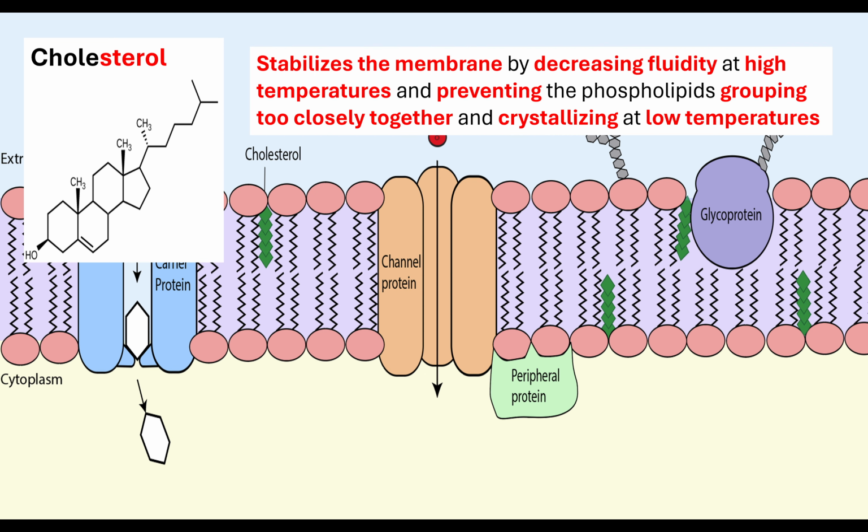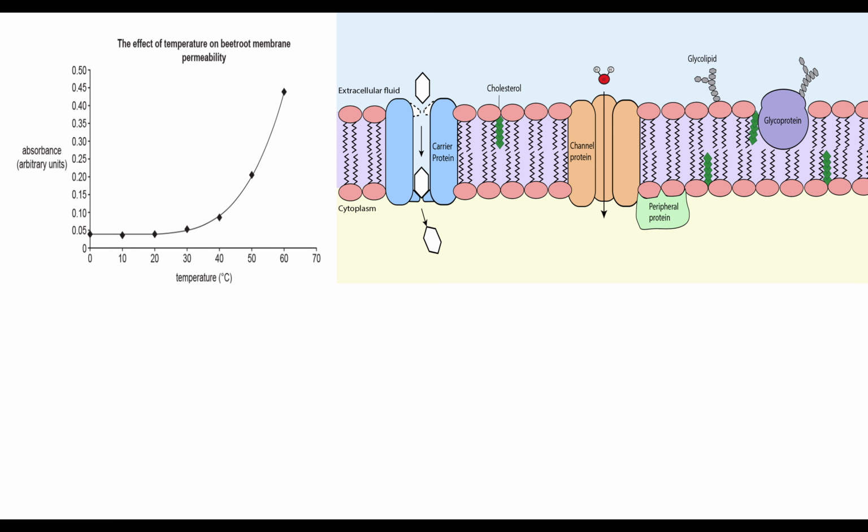Now, what that does is that stabilizes the membrane by decreasing the fluidity at high temperatures and preventing the phospholipids grouping too closely together and crystallizing at low temperatures. So it stabilizes the membrane, making it less fluid or more fluid, depending on what is needed. And that comes into play if we think about the factors that affect the membrane structure.